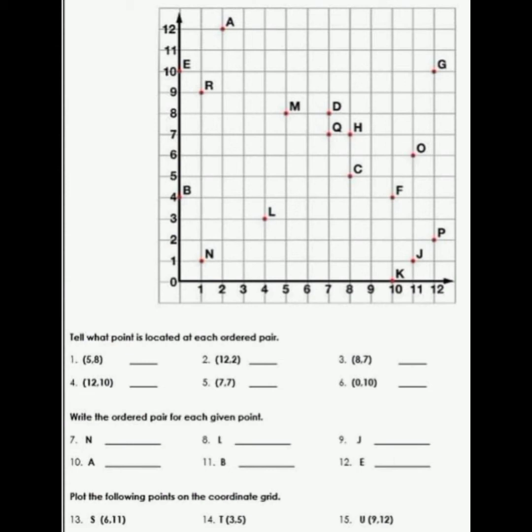As for the rest of us, we're going to be focusing just on certain parts of the worksheet. Today we're going to look at numbers 1, 2, and 3, and numbers 7, 8, and 9, and numbers 13, 14, and 15. So if you're wondering what we're going to do, that's what we're going to do today. So let's get started.